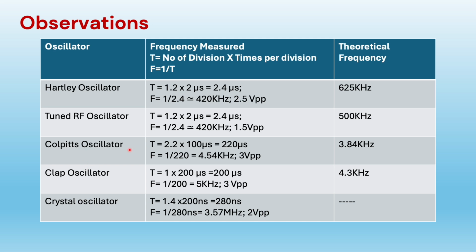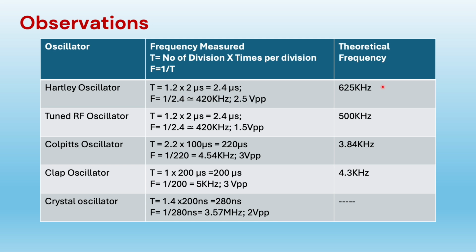Coming to Colpitts Oscillator, the frequency obtained is 4.54 kilohertz and the amplitude was 3 volts peak to peak. For Clapp Oscillator, which is the modified version of Colpitts Oscillator, the frequency obtained is 5 kilohertz and the amplitude was 3 volts peak to peak. Lastly, we have seen the Crystal Oscillator. The crystal which was connected in the kit was having a frequency of 3.57 megahertz and we observed the same frequency on the CRO also. The amplitude observed is 2 volts peak to peak.